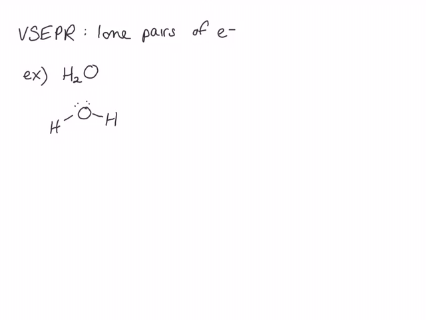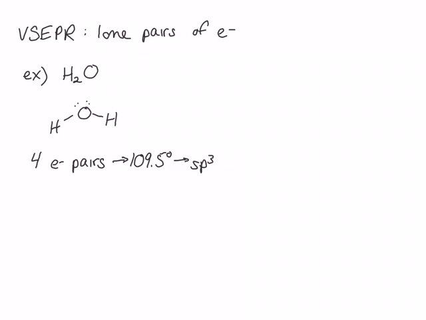Remember that VSEPR applies to pairs of electrons, and getting those pairs of electrons as far apart as possible. In this case, we have 4 pairs of electrons, 2 lone pairs and 2 bonds, that we're trying to get as far apart as possible. The farthest apart in space that we can get 4 electron pairs is 109.5 degrees, which is going to mean that we need sp3 hybridized orbitals.